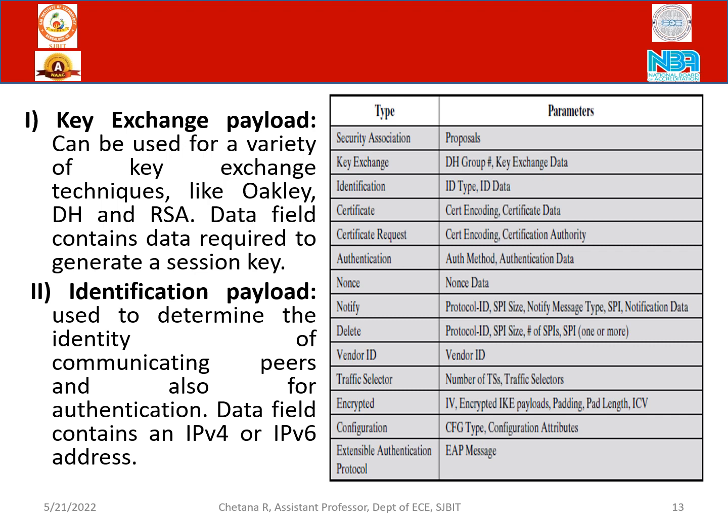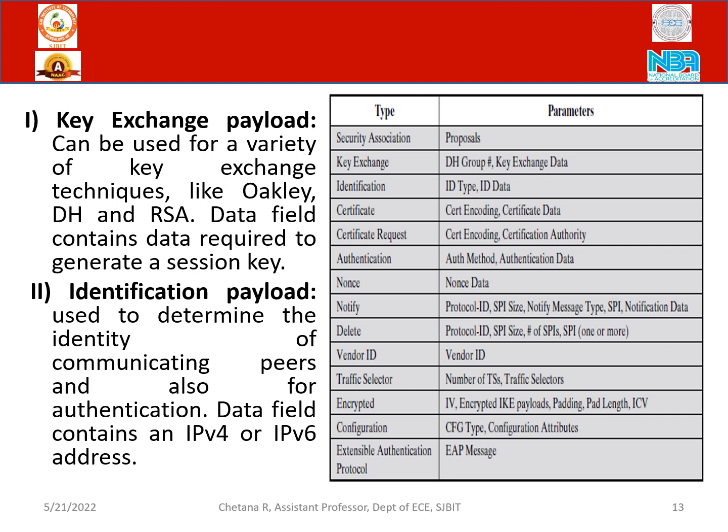Next type is identification payload, used to determine the identity of communicating peers. Who are the people? Identification. You need to have the ID for the two parties at the peer level. For identification, the data field contains an IPv4 or IPv6 address. So the data field here is represented in terms of IPv4 or IPv6 address.